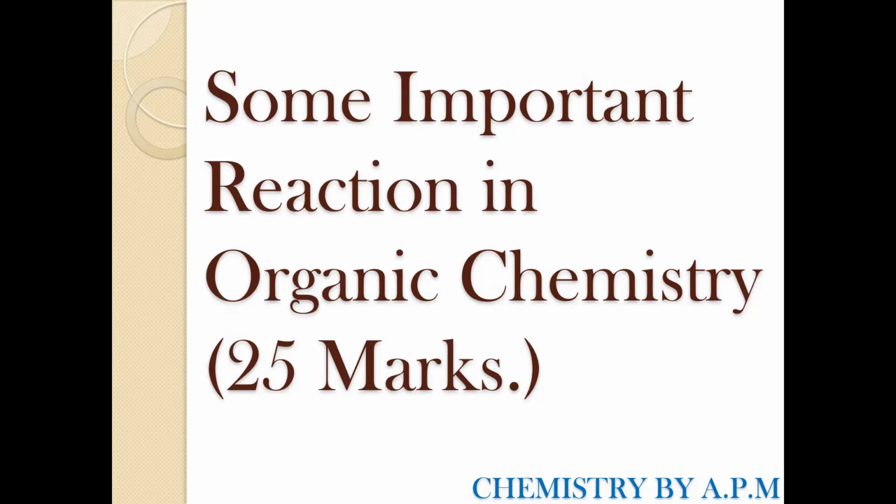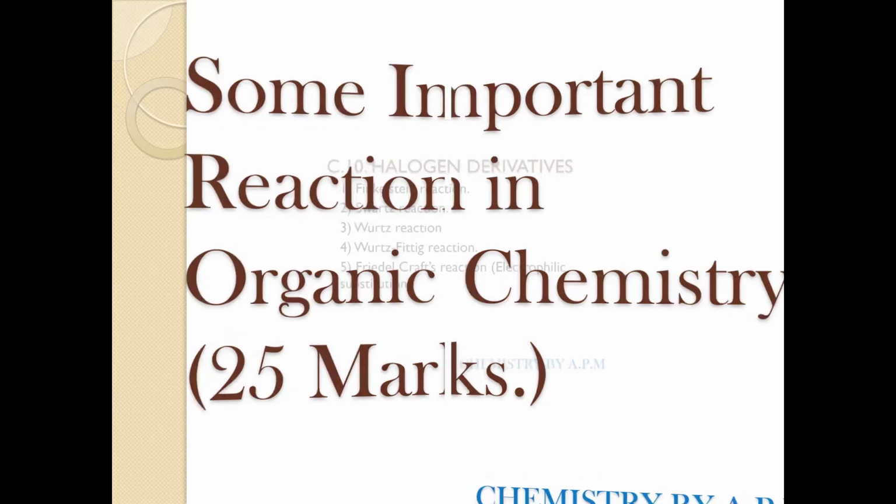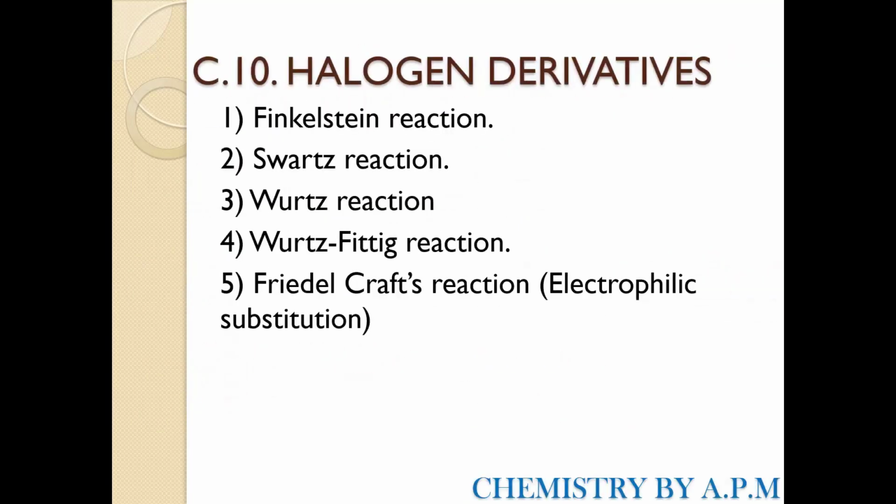So let us start with the first chapter of the 12th, which is one of the important ones, that is chapter number 12, the halogen derivatives. In this chapter, you are going to have five important name reactions, which we are going to cover in this video lecture. First is the Finkelstein reaction. Second is the Swarts reaction. Third is the Wurtz reaction. Fourth is the Wurtz-Fittig reaction. And fifth is the Friedel-Crafts reaction, which is an electrophilic substitution reaction.